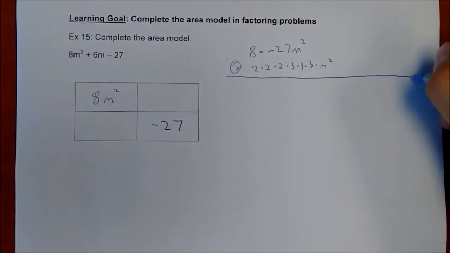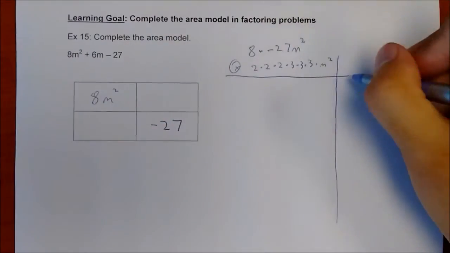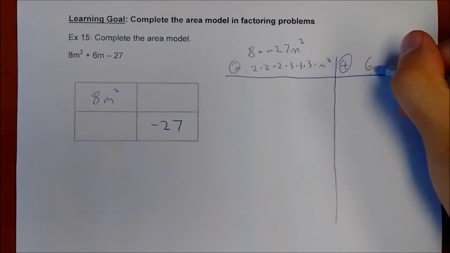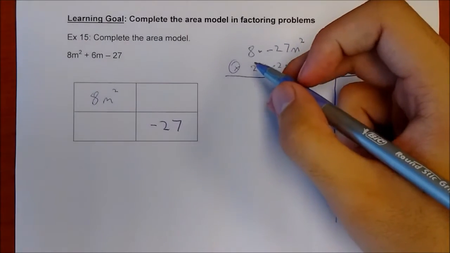And then we can make our nifty little table here. And we also know that the two numbers are going to add to 6m. So let's begin the hunt for our factors.